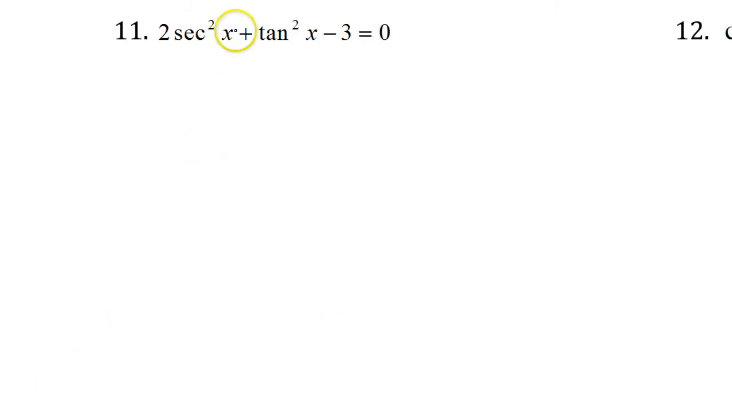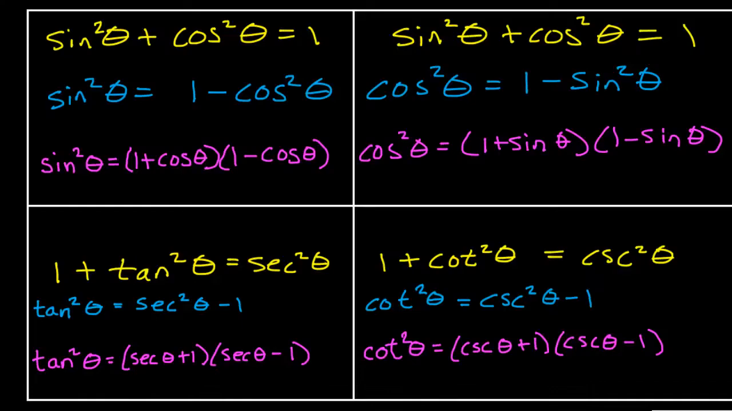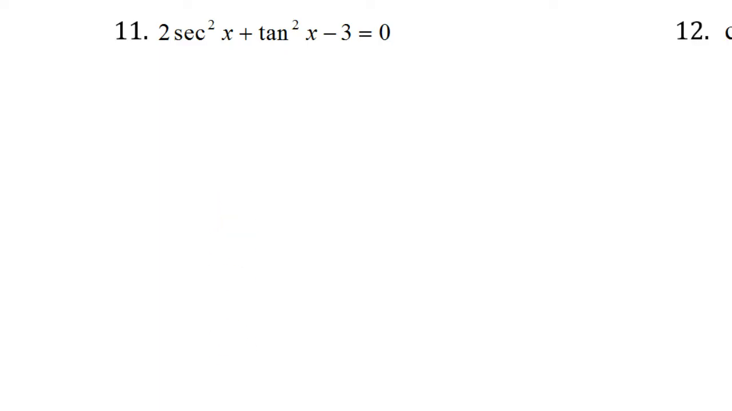Now looking at problem number 11. Again, I see 2 different types of trig functions, secant and tangent. I really need this all to be one kind of trig function. So I am going to use my Pythagorean identities to make this transformation. I see that secant squared theta is equal to 1 plus tangent squared. So I could make that substitution. Secant squared can be replaced with 1 plus tangent squared. So that's what I'm going to do right here. Okay, so here is secant squared. So I'm going to replace that with 1 plus tangent squared.